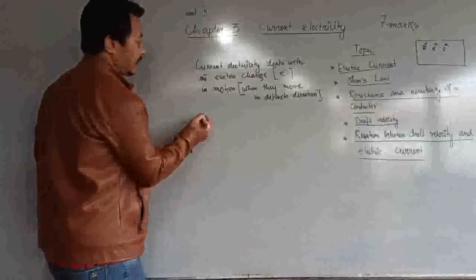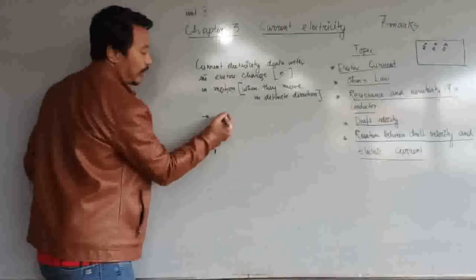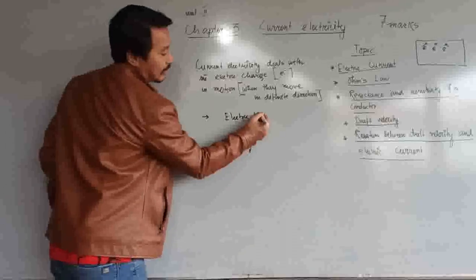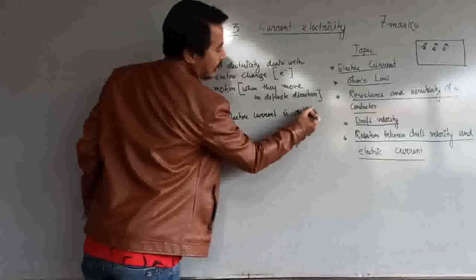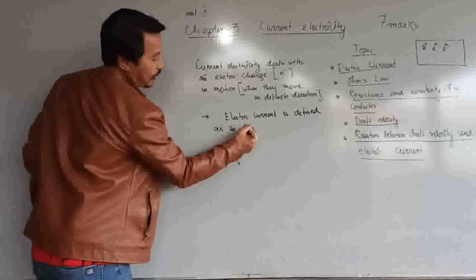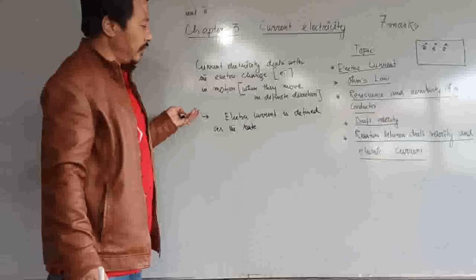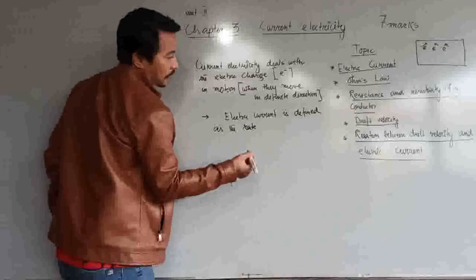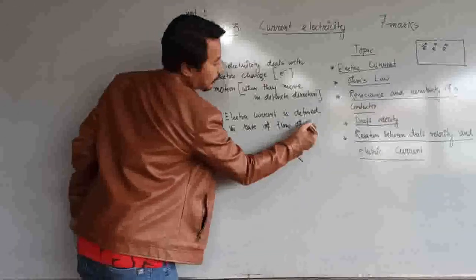So from class 10, how do we define electric current? Electric current is defined as the rate of flow of electric charge. So this is a very simple definition with quite a meaningful idea. Rate of flow of charges.